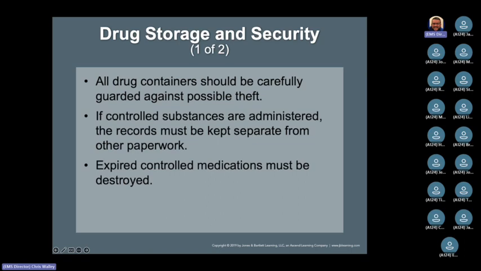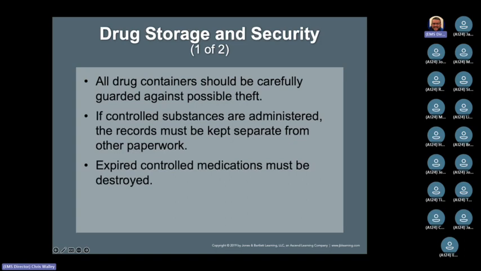Now, all drug containers or boxes should be carefully guarded against possible theft. We know it happens. We know we have crews who find out that people have those drugs on them. So they are required to be locked and secured within the ambulance at all times. We used to carry them on us. I remember the day I used to carry them in my pocket, in an old travel toothbrush container that I kept my narcotics in. Now they have to be locked inside the ambulance.